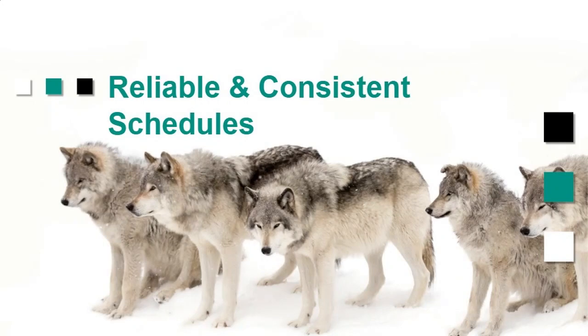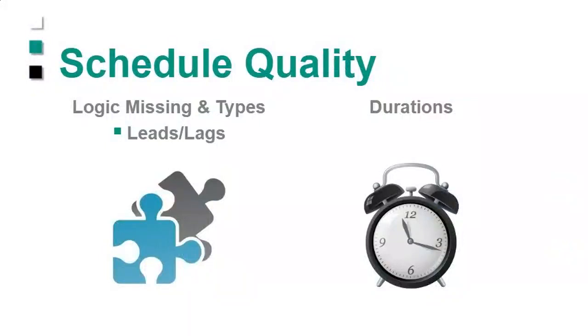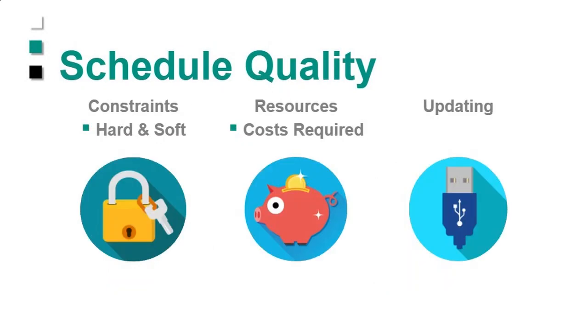Okay, so in terms of how does it work? So I mentioned that we look at schedule quality. So that's looking at the logic, kinds of logic, durations, float. Those are the kind of things that you look at with schedules. You look at constraints.